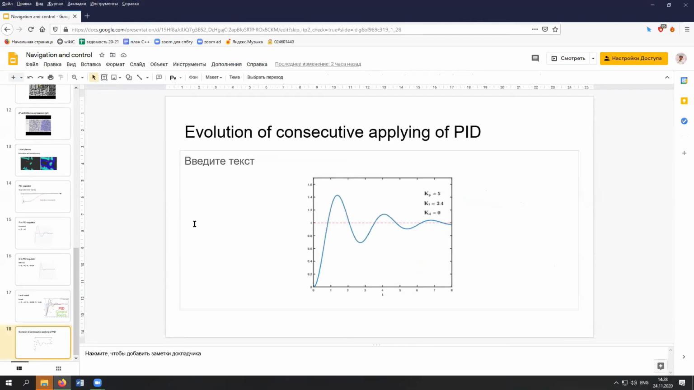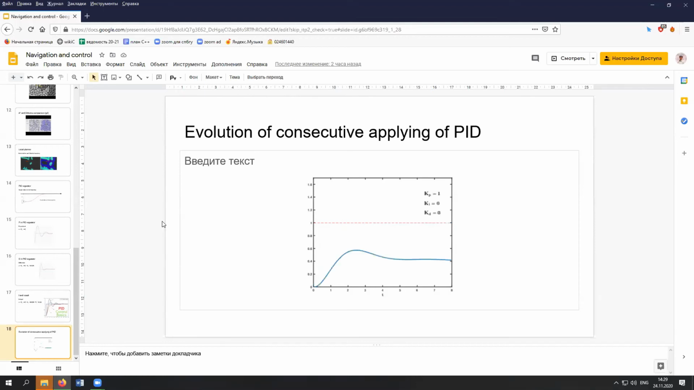Here you can see how we can change the signal if we change the values of the proportional, integral, and differential parts. And this is a very easy approach. This approach was developed like 40 years ago, if not 60. It's a very old approach.